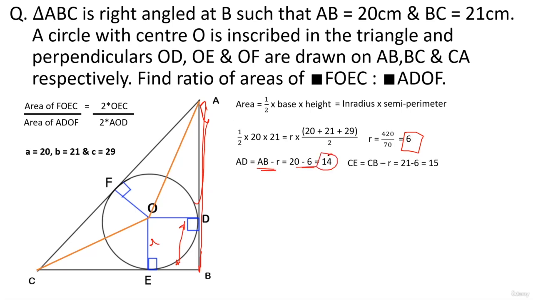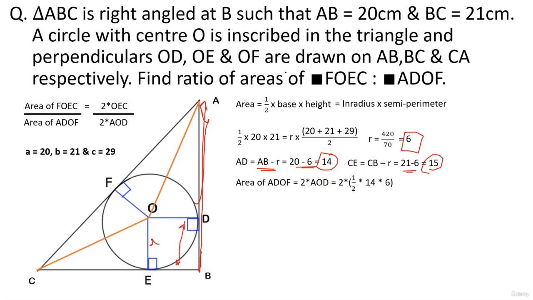In the same way, guys, what will CE be in this case? CE will be equal to CB minus r. CB is nothing but 26 and r is 6. So CE is equal to 15. Now our work has become quite easy.